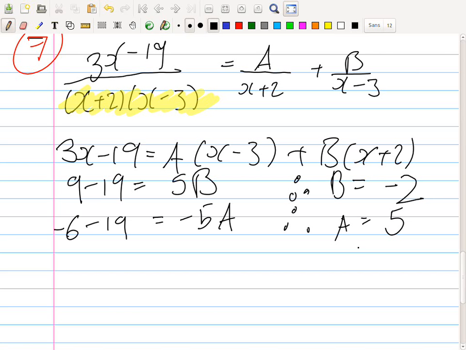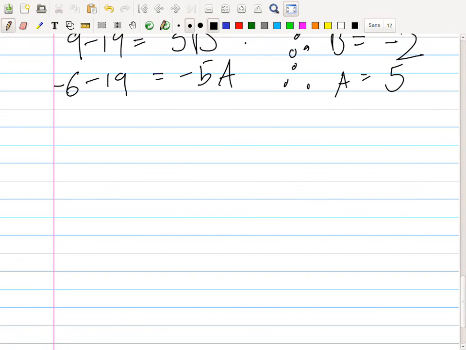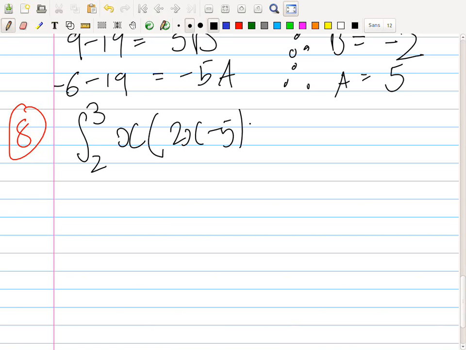The next question is 6 marks, and it is definitely the most difficult 6 marks to get in section A. It's integrate from 2 to 3 of x times (2x minus 5) to the power 5 dx, and you're told that u equals 2x minus 5.